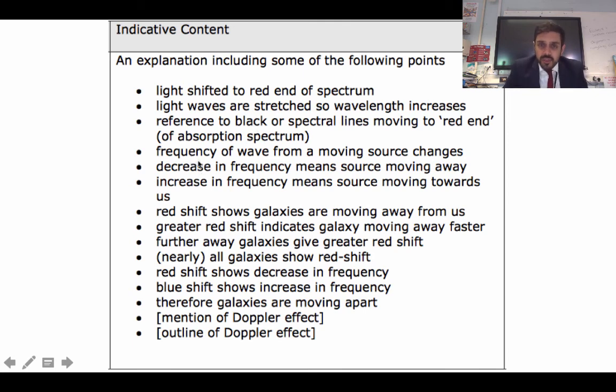The frequency of the wave changes. The frequency is less. Redshift shows galaxies are moving away from us. Greater redshift indicates galaxies are moving away faster. Further away galaxies have greater redshift. Now, there's so many points you can mention. You even get a mark for mentioning a little bit about Doppler effect. But you don't need all of them. But in an exam, better be safe than sorry and write all the points you can think of. As long as you don't contradict yourself, you will not lose any marks.